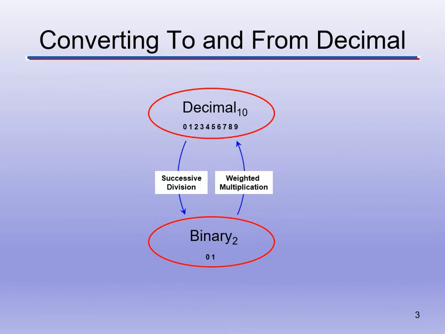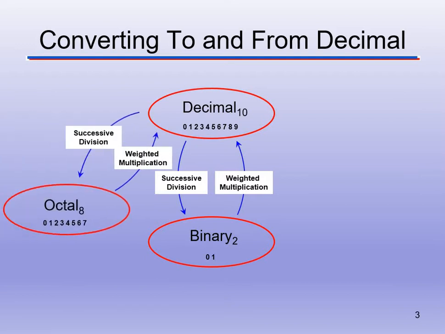Okay, so decimal. When we did decimal to binary, we did successive division by 2. When we went binary to decimal, we did weighted multiplication, right? We used the base 2. You did 2 to the 0, 2 to the first, 2 to the second, 2 to the third, so on and so forth. If you don't remember that, maybe go back and watch the binary video as well. The operations are going to be very, very similar when we do this.